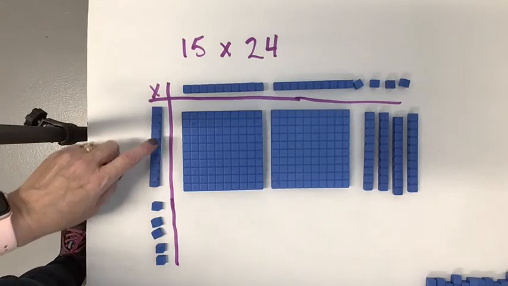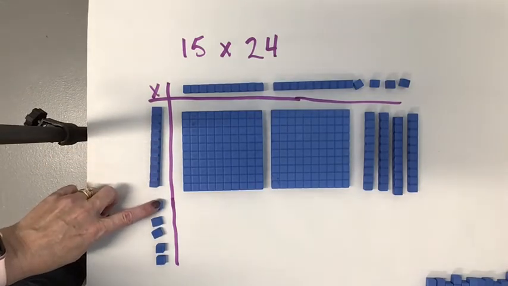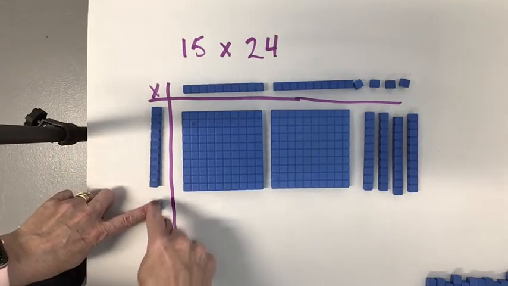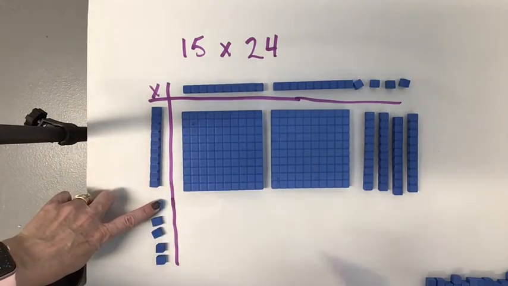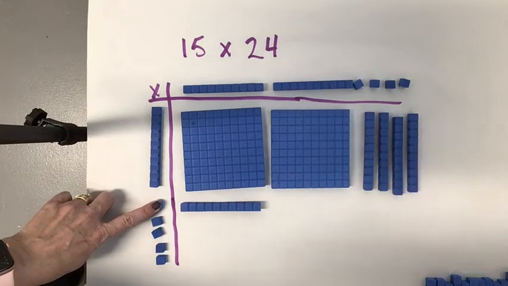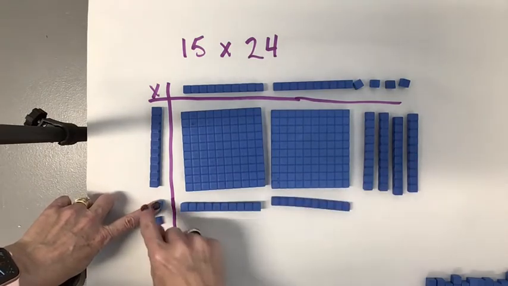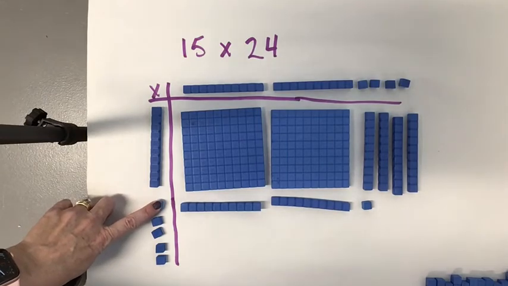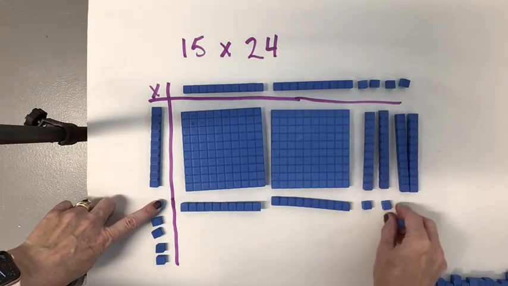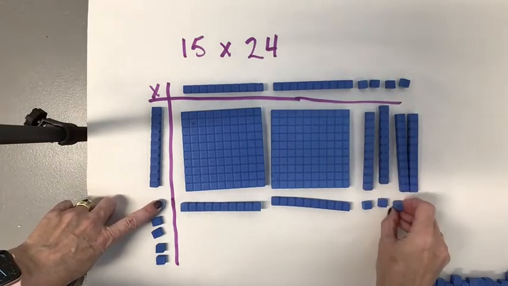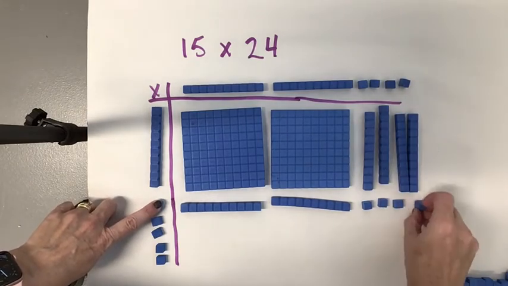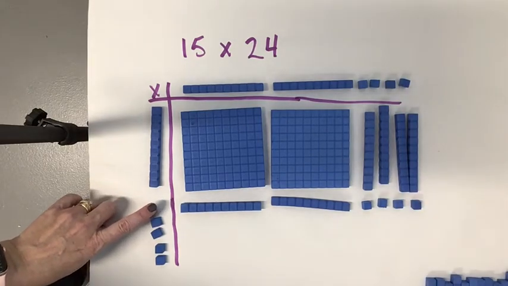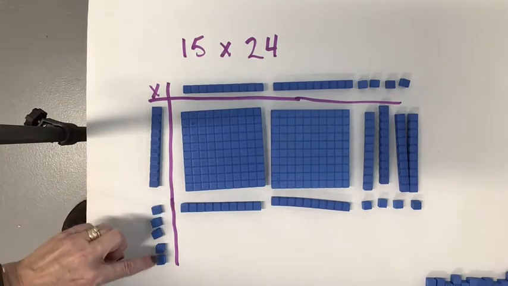Now I need to do the same thing with the rest of 15, or these ones. So I'm going to do the same thing. 1 times 10 is 10. 1 times this 10 is 10. 1 times this 1 is 1, and so on through each 1. And I need to do that same thing 5 times for each of these.